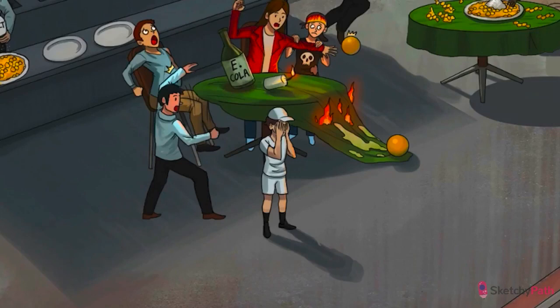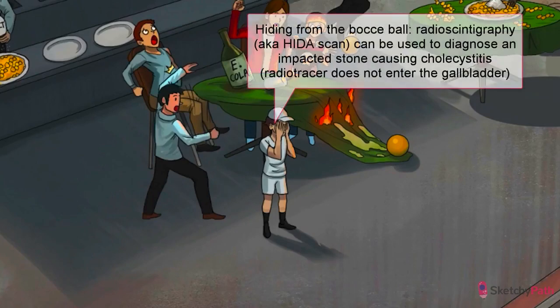Just take a look at this HIDA kid who's hiding behind his hands there. The dye has only made it up to his socks, with no dye anywhere above. That means something is blocking the outlet of the gallbladder and not letting the tracer dye inside. Is pathognomonic for a biliary enteric fistula and possible gallstone ileus.